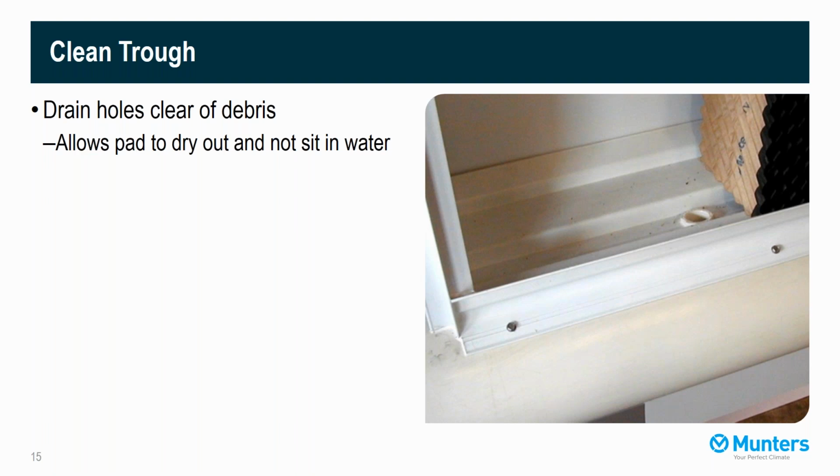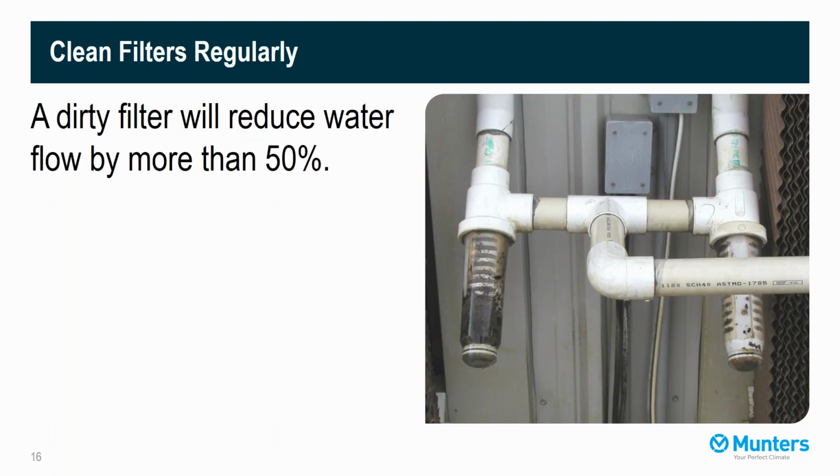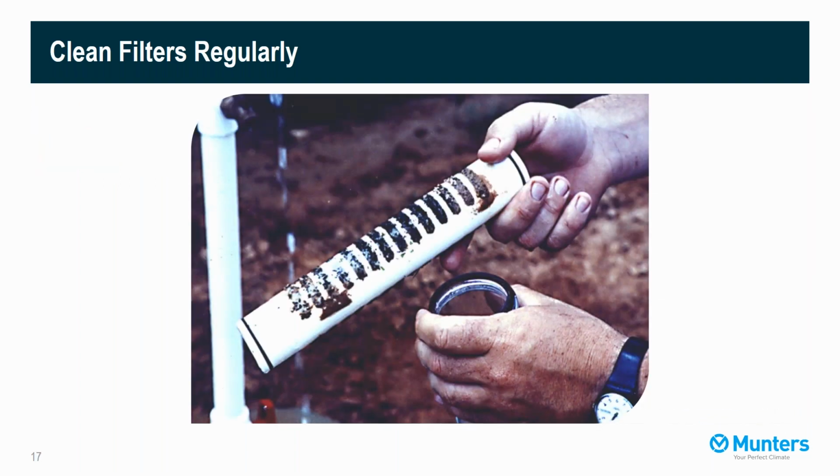We want to clean the trough out, and we also want to make sure that the drain holes are clear and not obstructed so that the water can make it down into the pipe. We want to clean our filters regularly. A dirty filter will reduce the water flow by over 50%. And that filter there, I'm not sure how any water was getting through there, but that's what we want to make sure we get cleaned out.